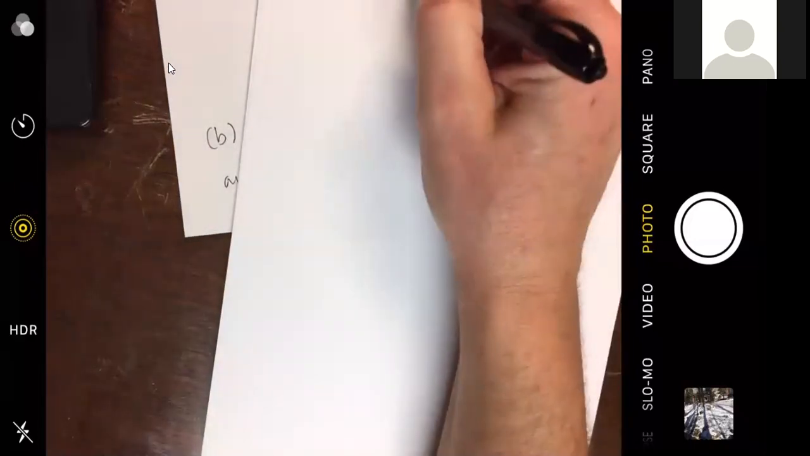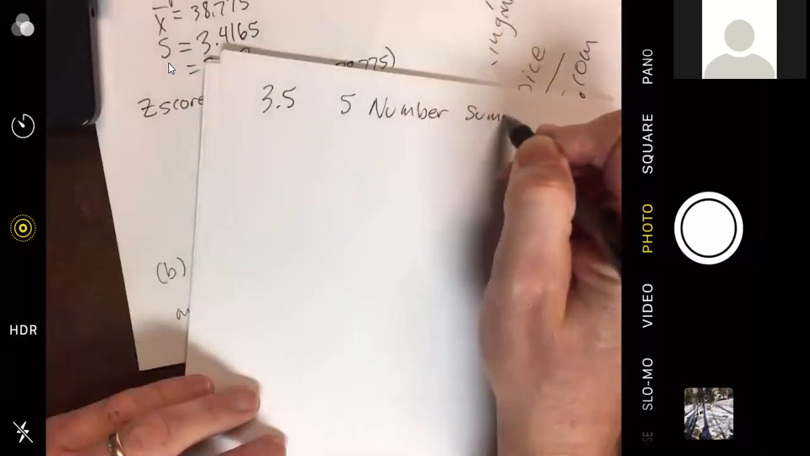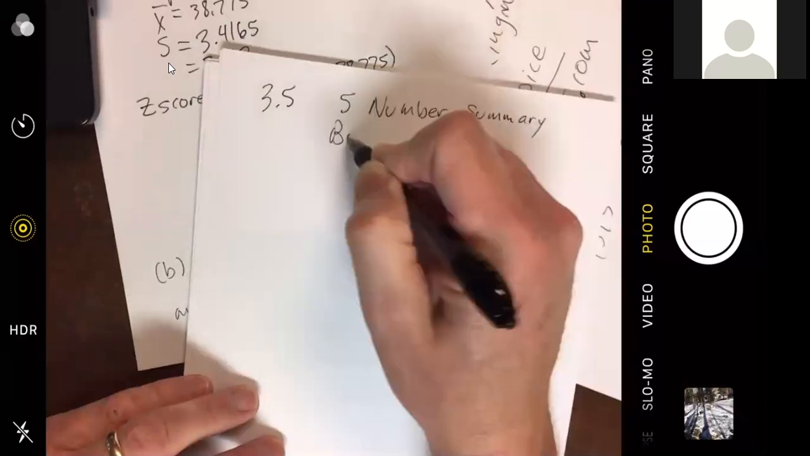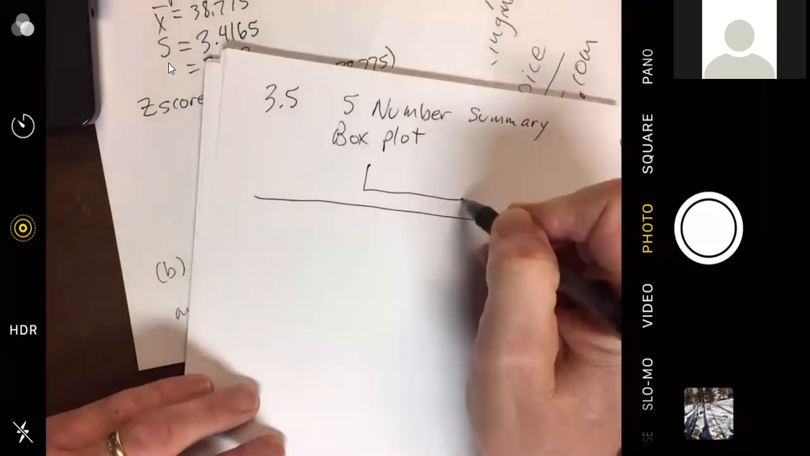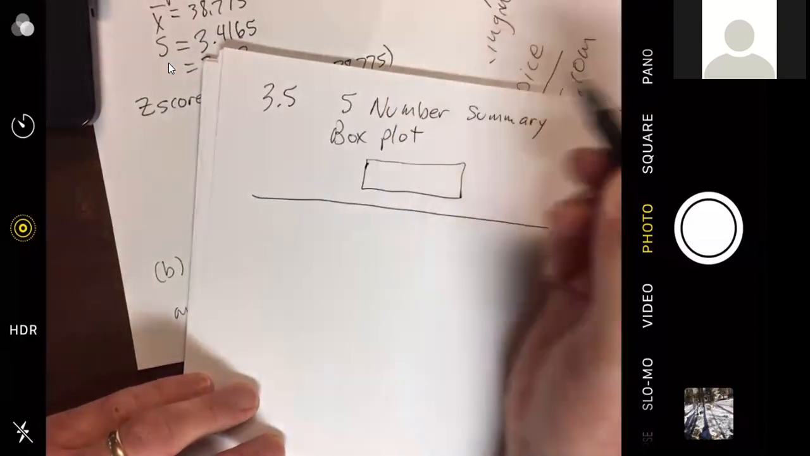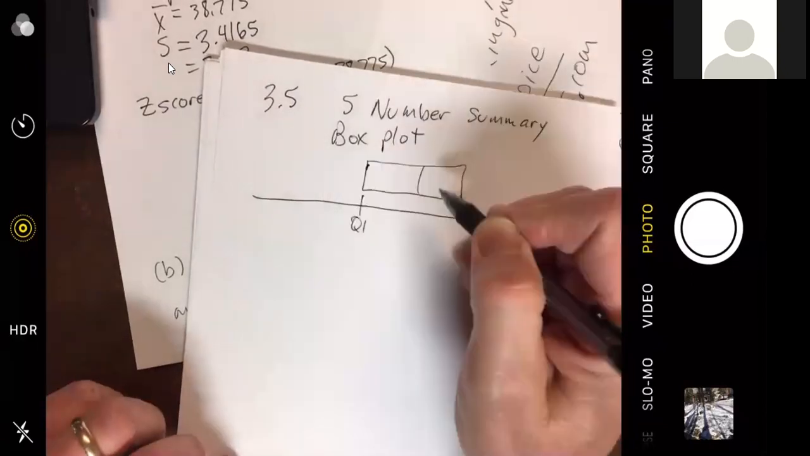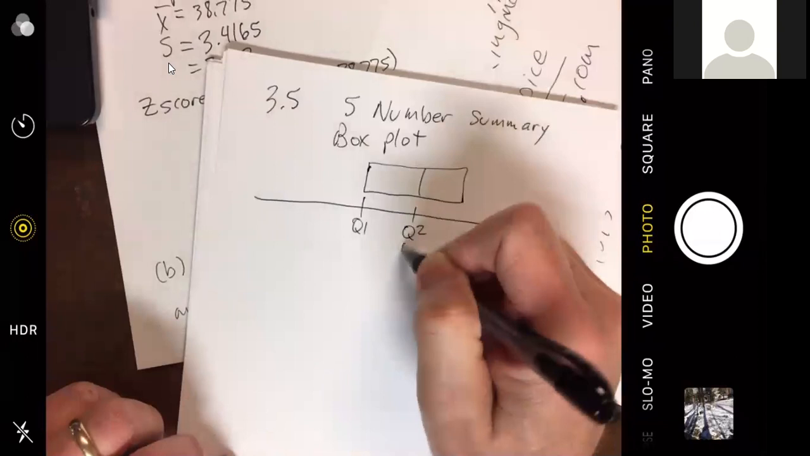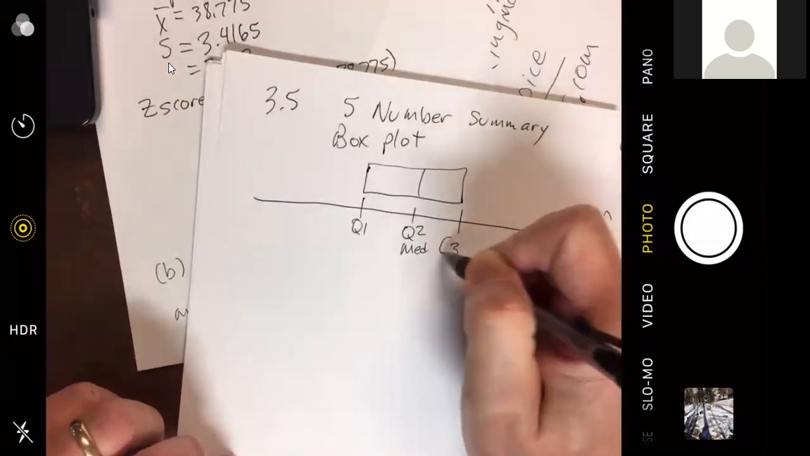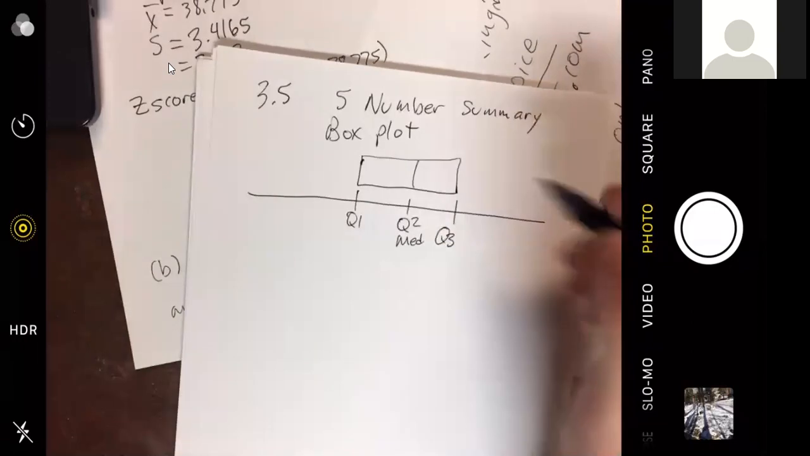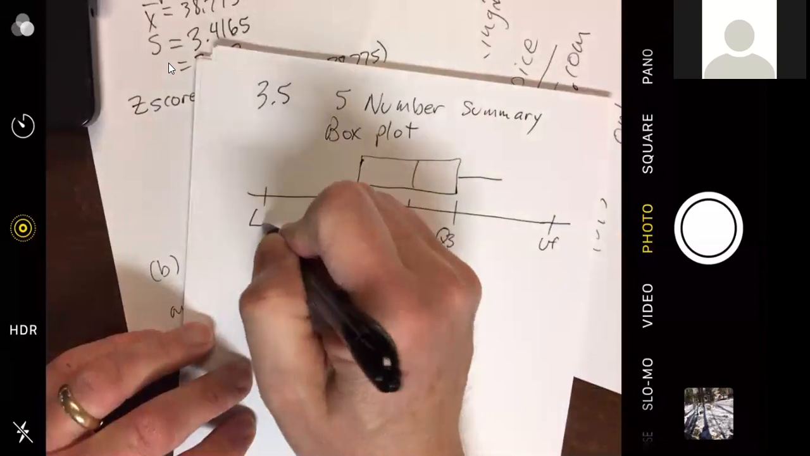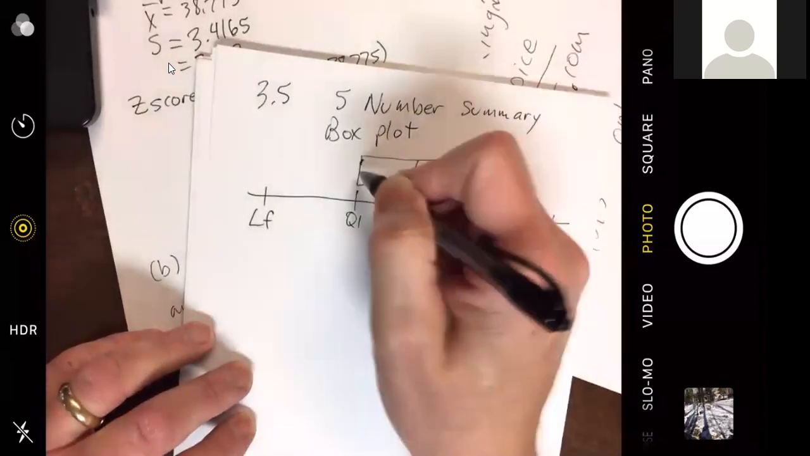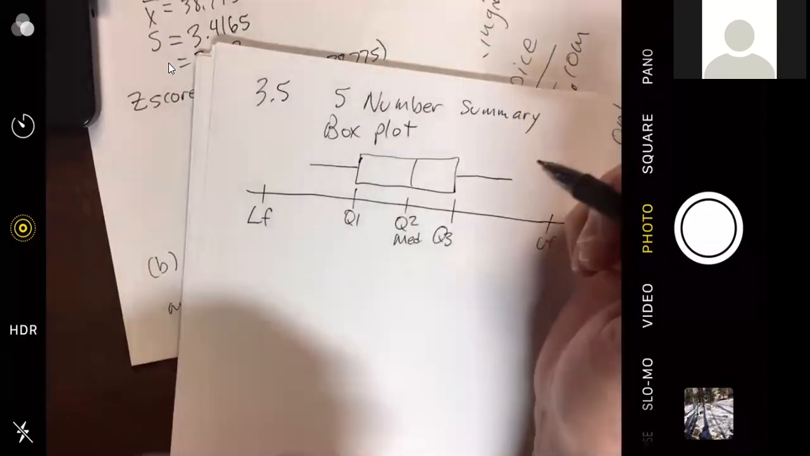3.5 is your 5-number summary and a box plot. Just to sketch out again what a box plot was. The left side of the box is Q1. You put a line in the middle. That's your Q2 or your median. Q3 on the right side of the box. They'll put an upper fence out here, lower fence, and the whiskers. This is sort of a box and whisker plot, they call it.